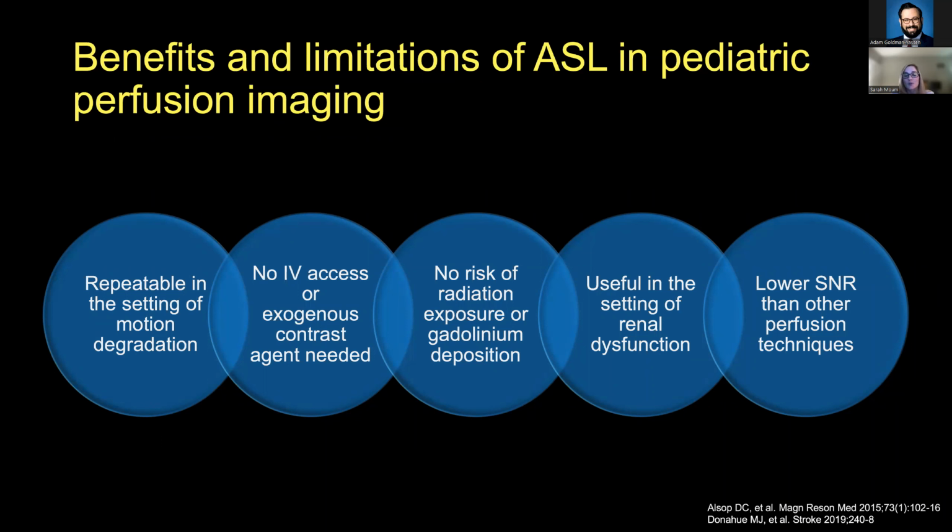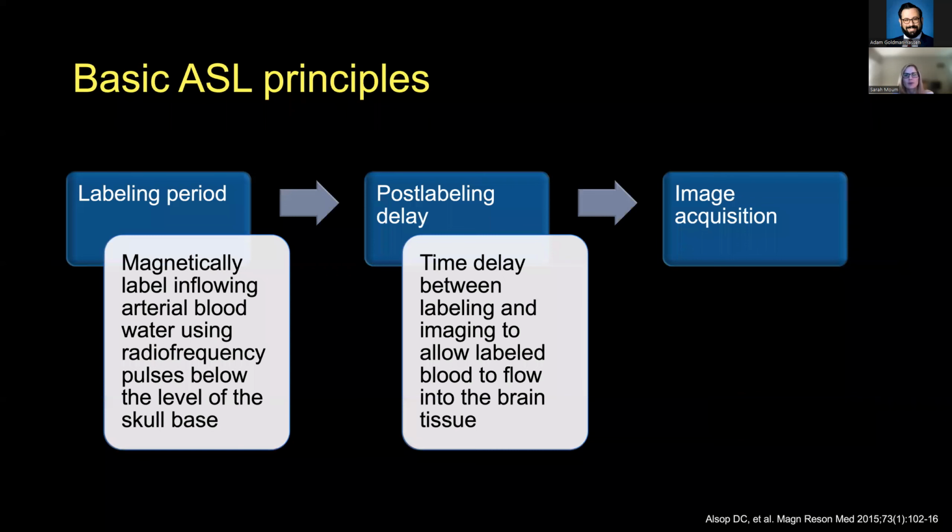As we saw on the last slide, one of the drawbacks of ASL is the lower signal to noise ratio in comparison to other perfusion techniques. So how does this work in practice? There are a few types of ASL used in clinical practice throughout the United States, but in general, in each technique, inflowing arterial blood water will be labeled by a pulse sequence at the level of the neck. There'll be a post-labeling delay, which allows for the labeled blood to flow into the brain tissue to about the level of the capillary bed, and then an image will be acquired. We'll next look at a series of stroke codes to show how this technique can be used in clinical practice.